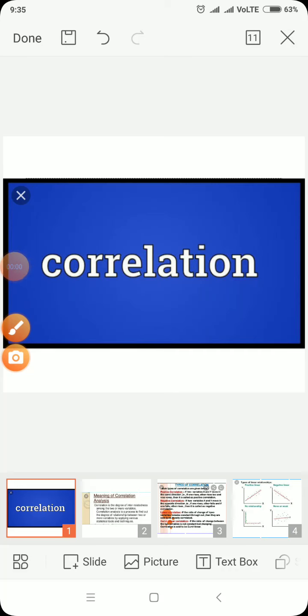Good morning, students. Today we are going to start with chapter 12, Correlation, from your Statistics for Economics book. Firstly, let me introduce what is correlation.